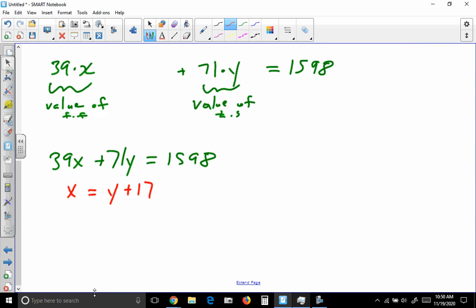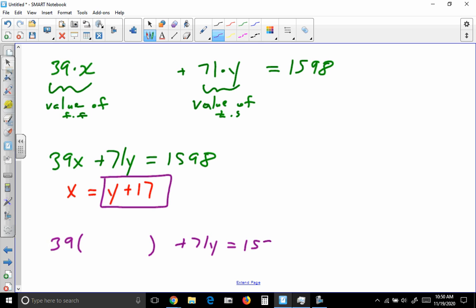We can do either method, but notice we have it solved for x. So we can use substitution. We already have x isolated, so we're going to plug that into the other equation in place of x. So where there's an x, we're going to put parentheses. Everything else is going to stay the same. We're going to change x to y plus 17.